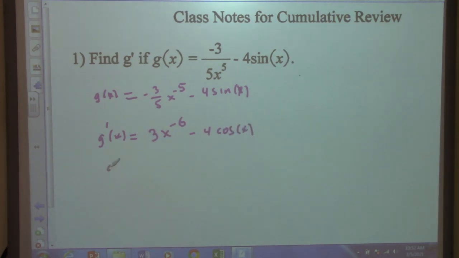And so, just to summarize here, g prime of x is equal to 3 over x to the 6th minus 4 cosine x. And that's number 1, okay? So I want you to go ahead and continue to work on the cumulative review.